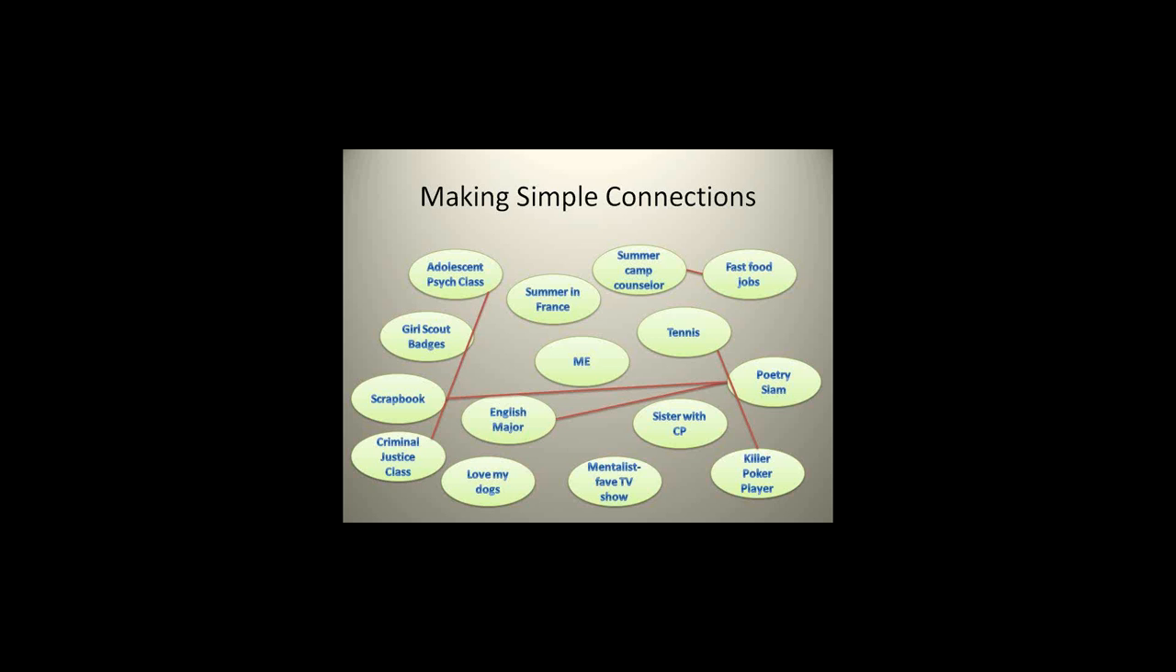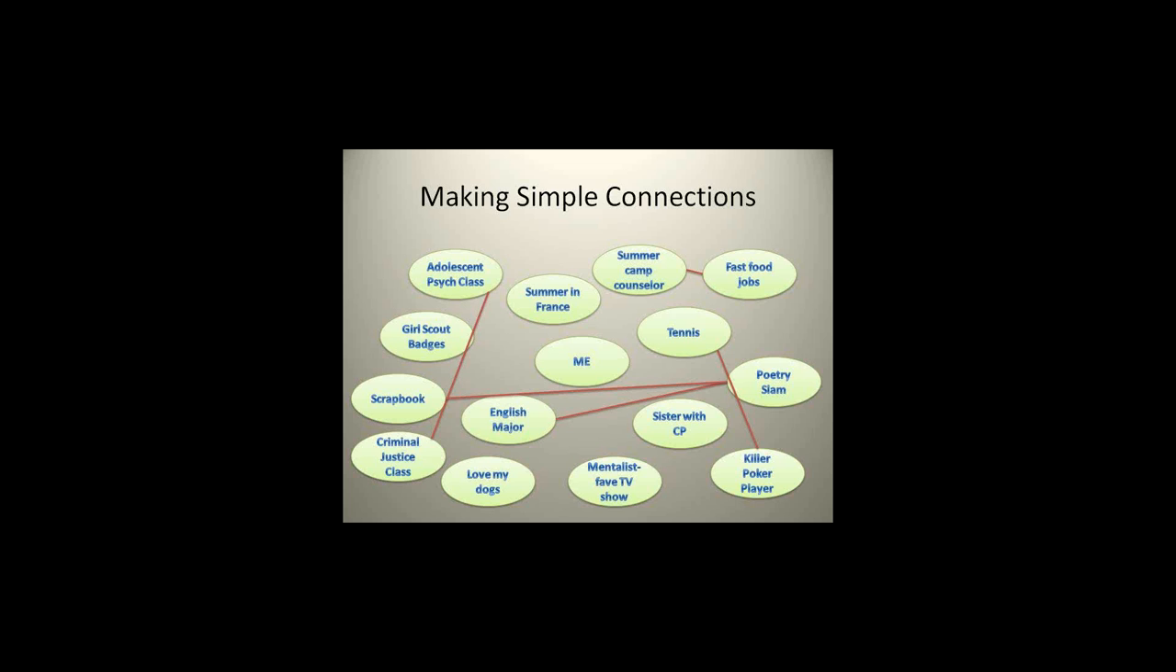And maybe they'd connect, oh, summer camp counselor, fast food. Those are two jobs. And they might say, well, tennis and poker. Those are two kind of fun activities. So these are just very logical connections, and that's how most people see connections. And I like to put that in and show them that, because I think it's just a good way for them to sort of logically look at it.